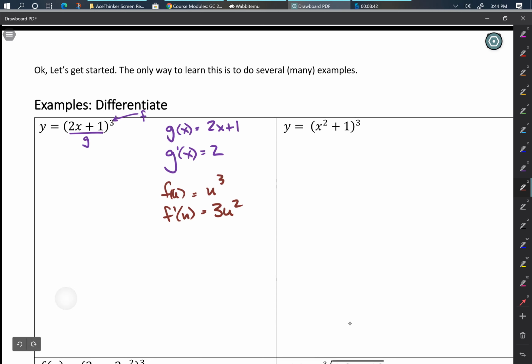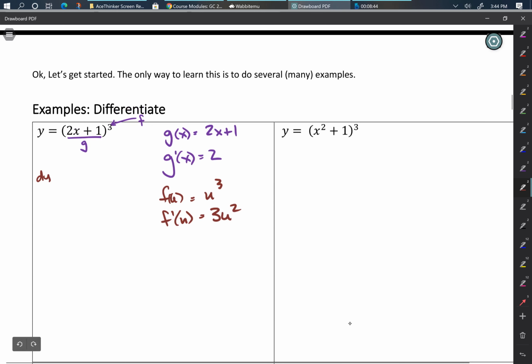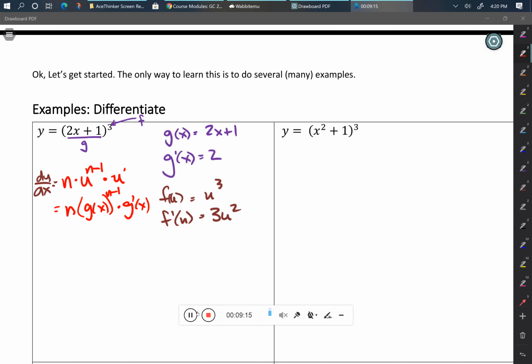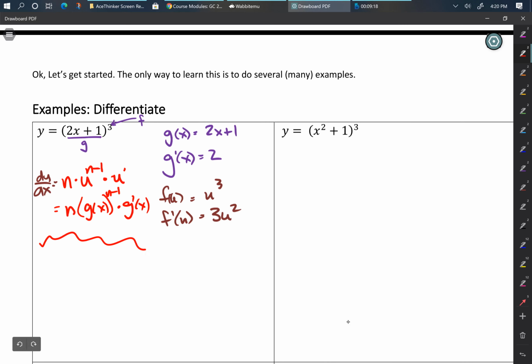So chain rule says that then my dy dx is going to be n times u to the n minus 1 times u prime, or if you prefer, n times g of x to the n minus 1 times g prime of x. These are equivalent. It just depends on which one you want to use, which definition you're preferring to use. All right, so we got all the pieces and parts figured out. Now we just got to put it all together.